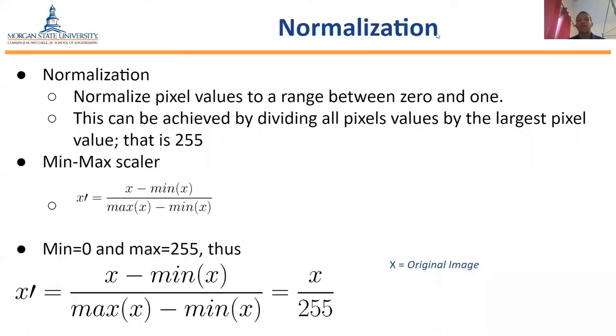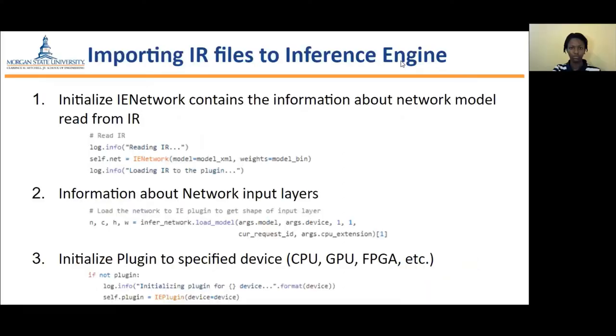Normalization is a pre-processing step. When we normalize something, in this case, we map it to a range between 0 and 1. And we do this by dividing all the pixel values by 255, in this case, the largest value available.